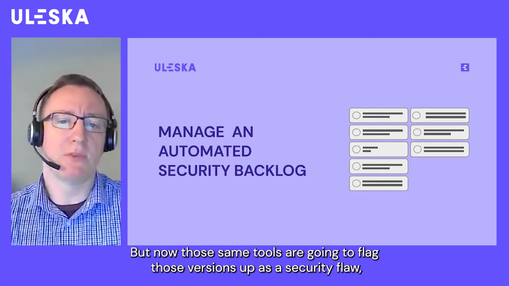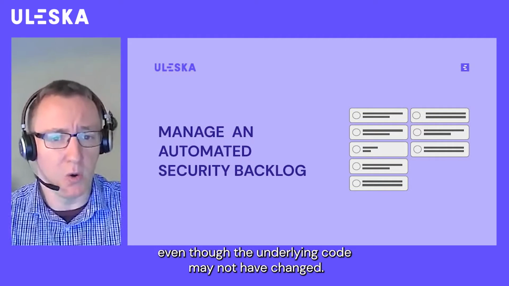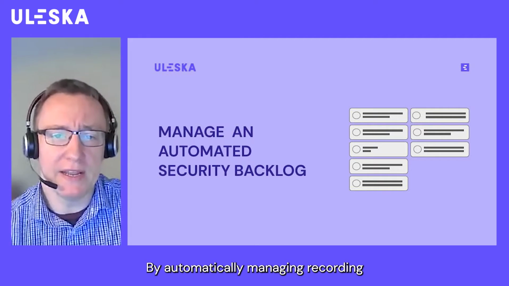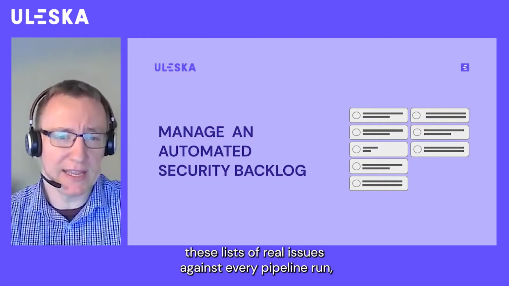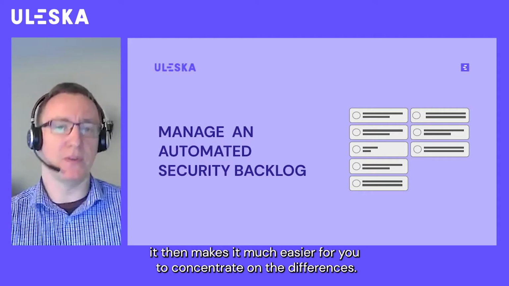But now those same tools are going to flag those versions up as a security flaw, even though the underlying code may not have changed. By automatically managing and recording these lists of real issues against every pipeline run, it then makes it much easier for you to concentrate on the differences.